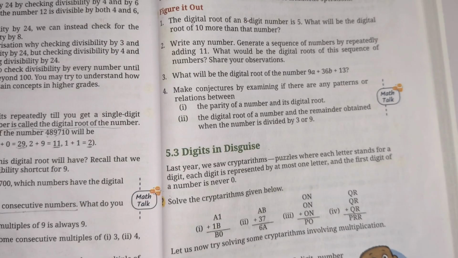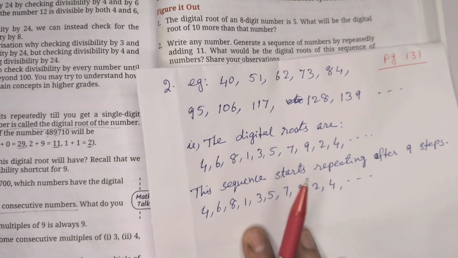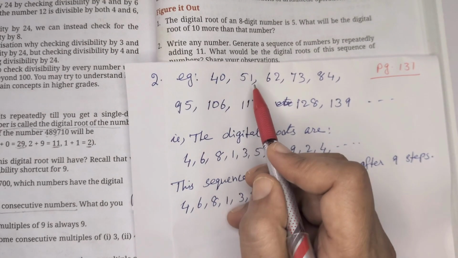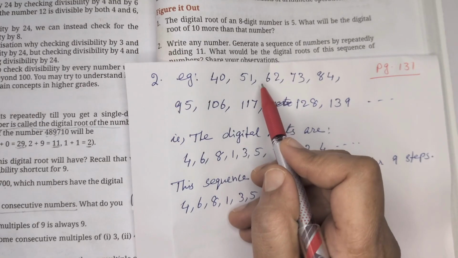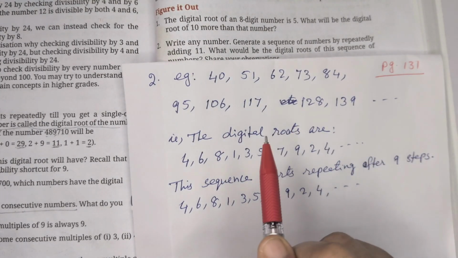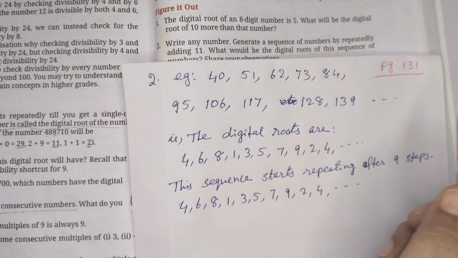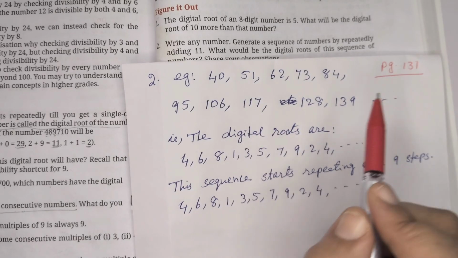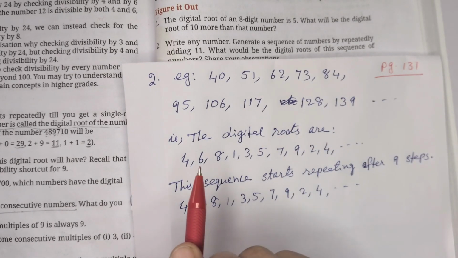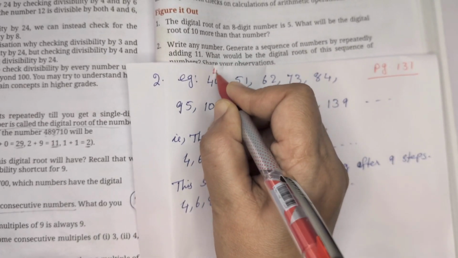So we can start with any number. For example, if you are starting with 40, we can write the first number as 40. And 40 plus 11, 51. Again, when we are adding 11, 62, 73, 84, 95, etc. The same way it will come. So write at least 9, 10, 11 numbers the same way. Now we have to find the digital root of these numbers. Here the digital root, 4 plus 0, 4 it will come.